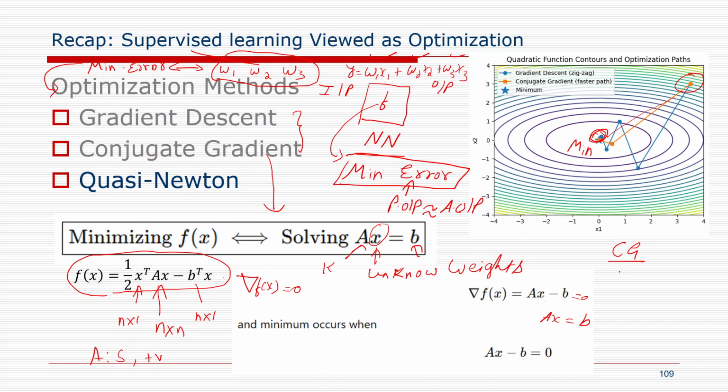Summarizing, in the conjugate gradient we have to find the solution for x in the equation Ax equal to b. Instead of directly solving this equation to find the value of x, we will try to minimize the function f of x equal to 1 by 2 x transpose A x minus b transpose x. We'll try to minimize this function in the conjugate gradient.